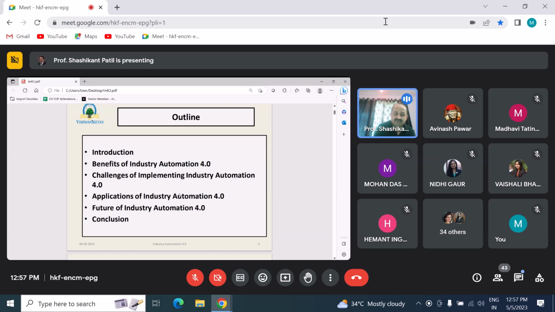Subsequently, we'll go through applications of Industry Automation 4.0 as well as the future of Industry Automation 4.0. You all might be aware that we are on the verge of migrating from 4.0 to 5.0, so we'll have glimpses and some overview of Industry 5.0 also. The name of the talk is Automation 4.0, but people started working way back on Industry 5.0 also, so we'd like to go through that too. So this is the outline of the presentation.